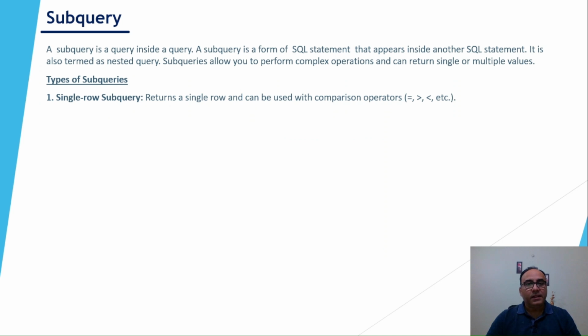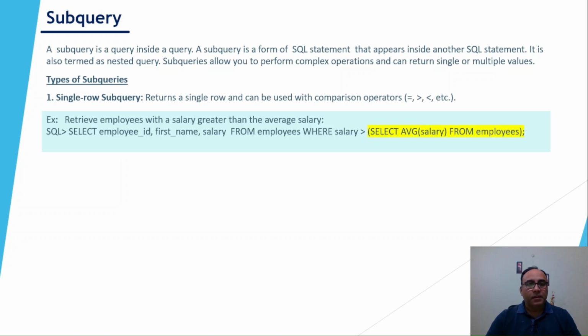Number one, single row subquery. This basically returns a single row and can be used with comparison operators like equal, greater than, less than, etc. Let's look at the example. Retrieve employees with a salary greater than the average salary. The query here is: select employee_ID, first_name, salary from employees where salary greater than, select AVG(salary) from employees. Here the yellow highlighted one is basically a subquery.